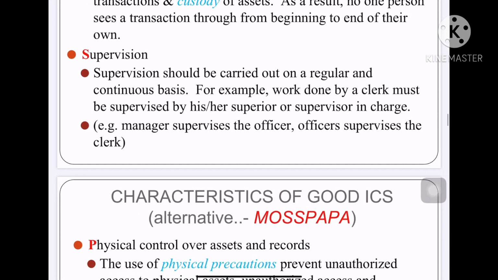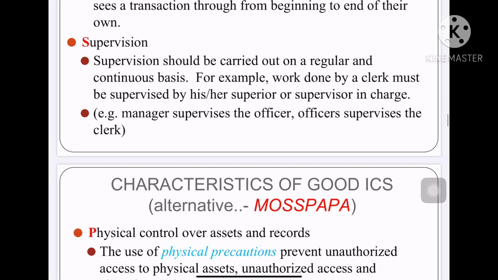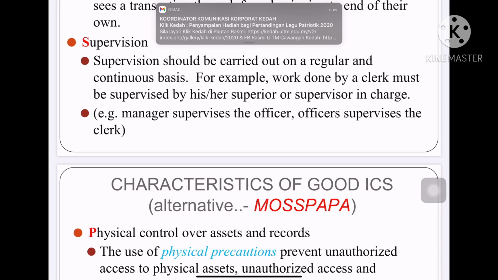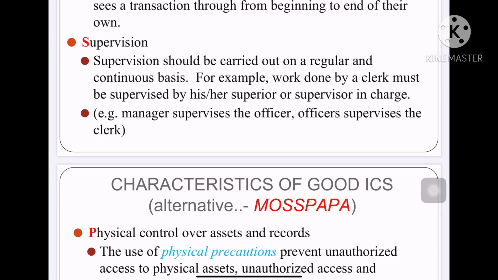Next one is the supervision. Supervision should be carried out on a regular and continuous basis. Supervision is very important, because why? For example, work done by a clerk must be supervised by his or her superior or supervisor in charge. It means that what they do should be supervised by other people to see whether they follow the rules or not.